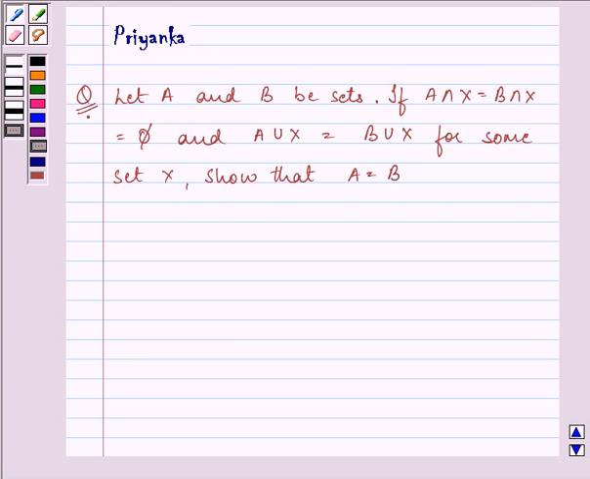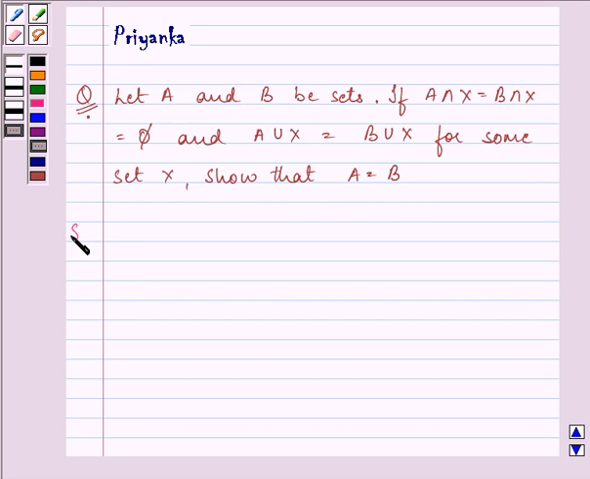Let us proceed on with the question that is given to us. It says, let A and B be sets. If A intersection X is equal to B intersection X is equal to phi and A union X is equal to B union X for some set X, show that A is equal to B.